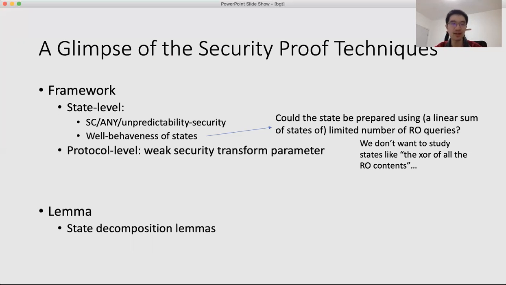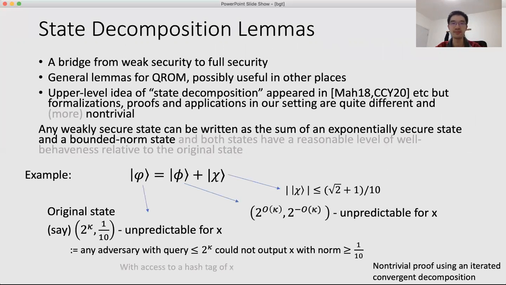And for the lemma, one important lemma that we need to use is the state decomposition lemmas for the quantum random oracle model. One example is as follows. So these lemmas will serve as a bridge from weak security to full security in this paper. In my opinion, these are some general lemmas for quantum random oracle model, so they are possibly useful in other places. We know that the upper-level ideal state decomposition also appears in some other works, but these are still very different lemmas and very different techniques. And the proof that applications in our settings are quite different.